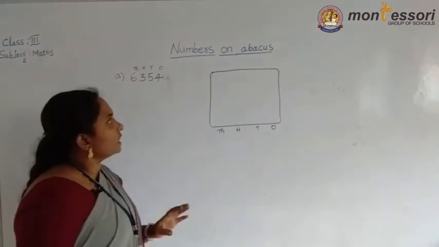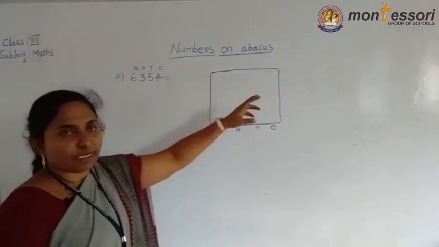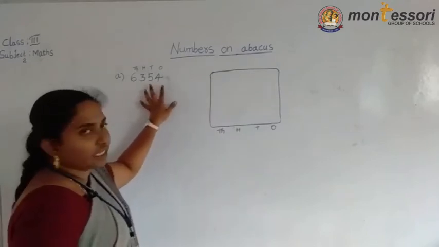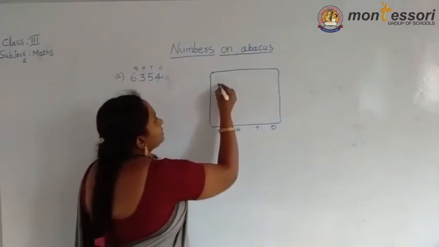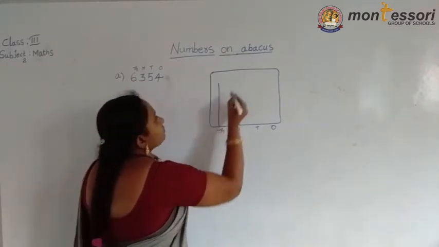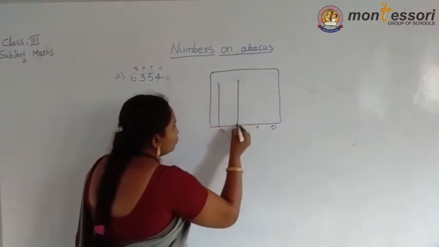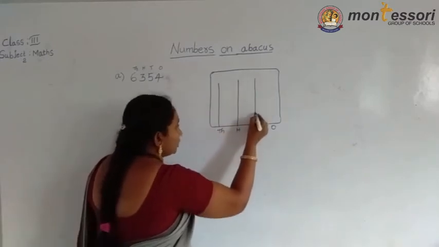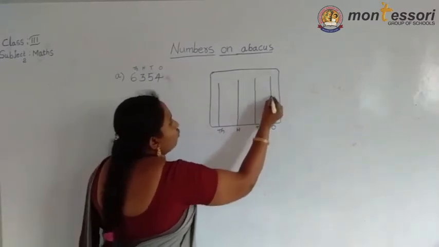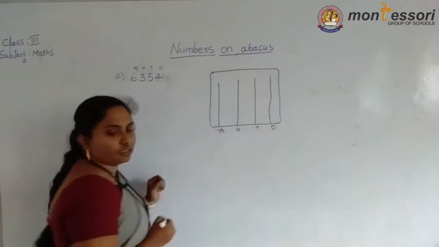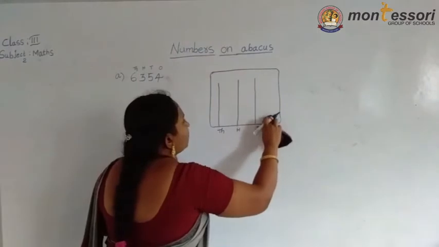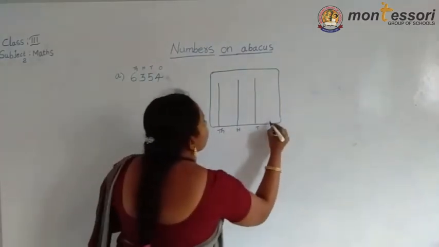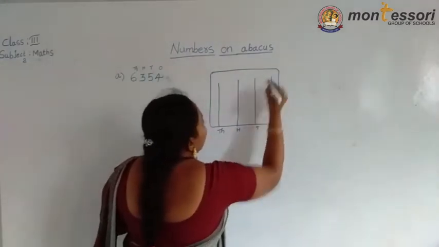So what does abacus mean? This is the frame of an abacus. Here how many digits are there? 4 digits. So now I draw the lines. 1, 2, 3, 4. Okay, understood? This is not a curve, it is a straight line we can draw. Now here, 4.